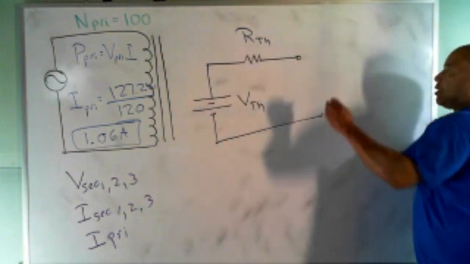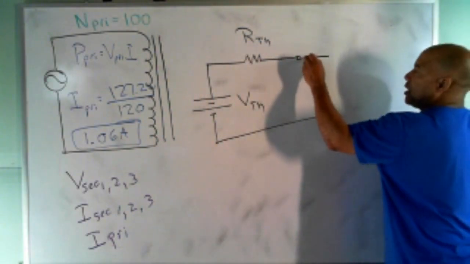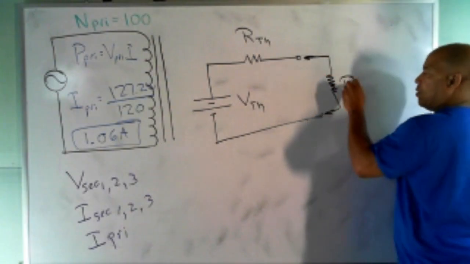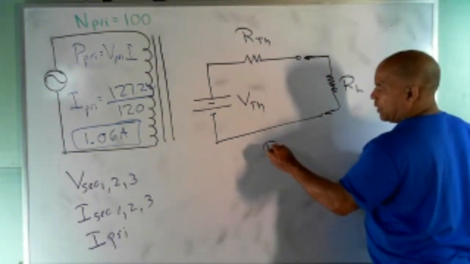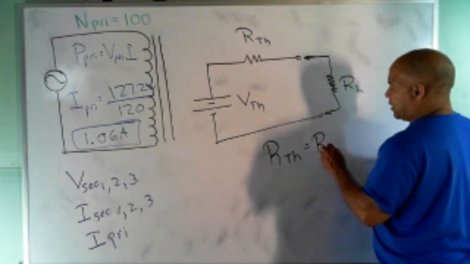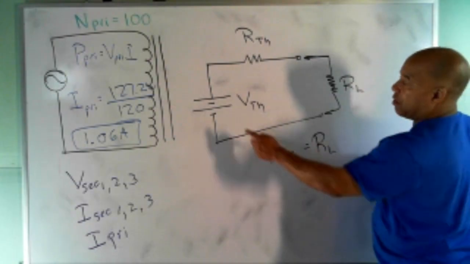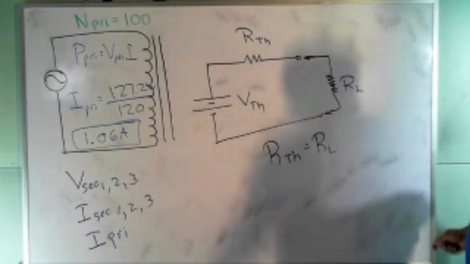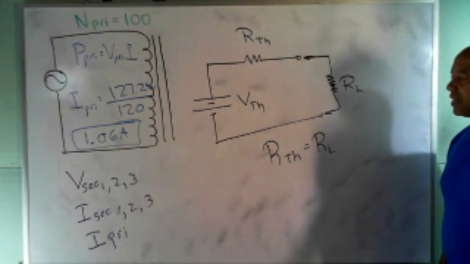You also learned that whenever I hook up to the original circuit my load resistor, as long as my load resistance is equal to my Thevenin resistance, then we'll get maximum power from the voltage source to the load in the original circuit. So I'll review this again next time.